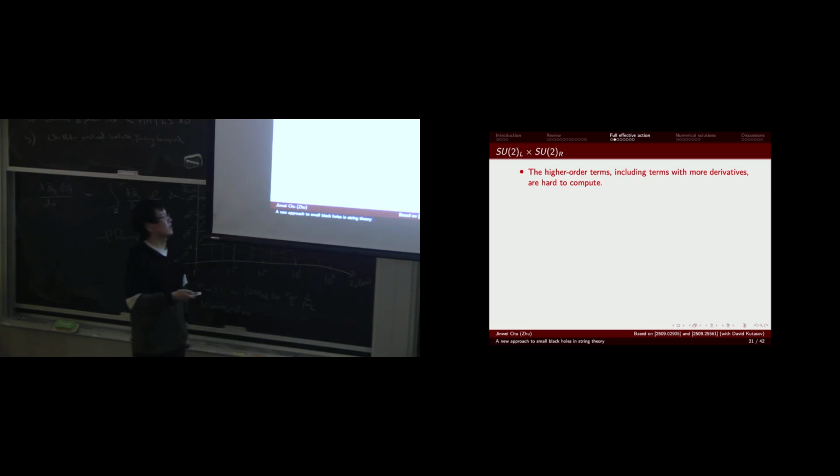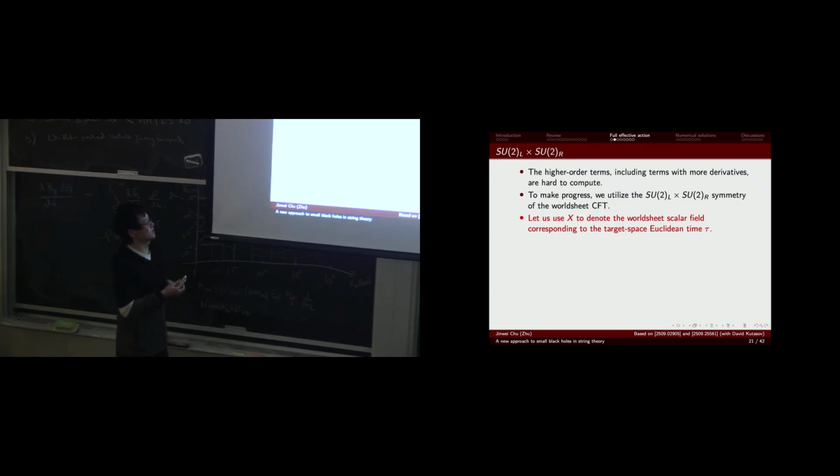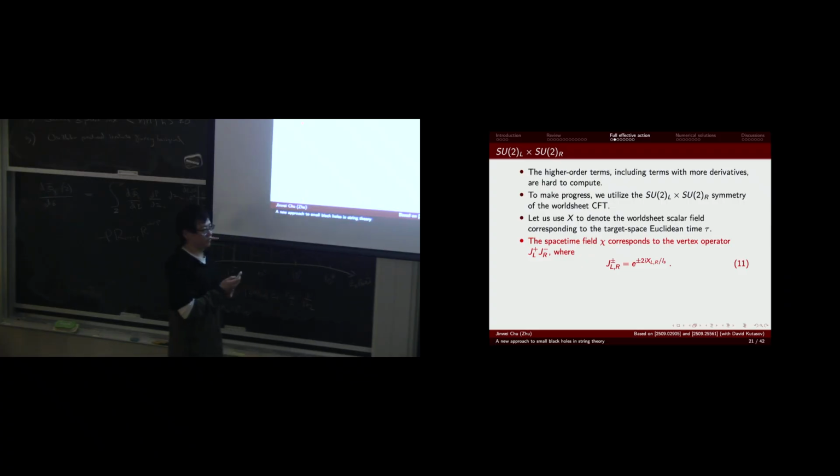It turns out that the higher order terms, which by the way also include terms with more derivatives, are very hard to compute. To make progress, we utilize the symmetry of the worldsheet CFT. To see such a symmetry, let's first use a capital X to denote the scalar field on the worldsheet corresponding to the Euclidean time tau. Then we can write down the vertex operators corresponding to the previous two fields, chi and phi. The field chi is given by a tachyon vertex operator, where the left moving part and right moving part have opposite momentum charge, so that together they give a winding number 1.